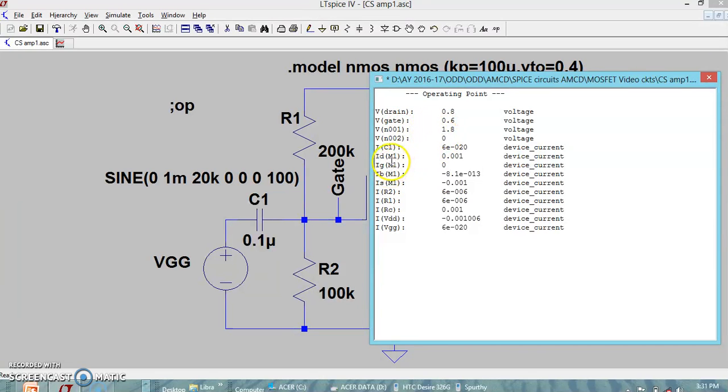You can see what the drain current is. The drain current is actually 0.001 ampere, which is 1 milliampere. So that's what our design was. In our assumption we thought, let us design a CS amplifier for a drain current of 1 milliampere. So 1 milliampere is flowing, and we can see the gate voltage is 0.6, the threshold voltage is 0.4, and VDS at saturation is 0.2 volts. Since the drain to source voltage is 0.8, the MOSFET is well in the saturation region.